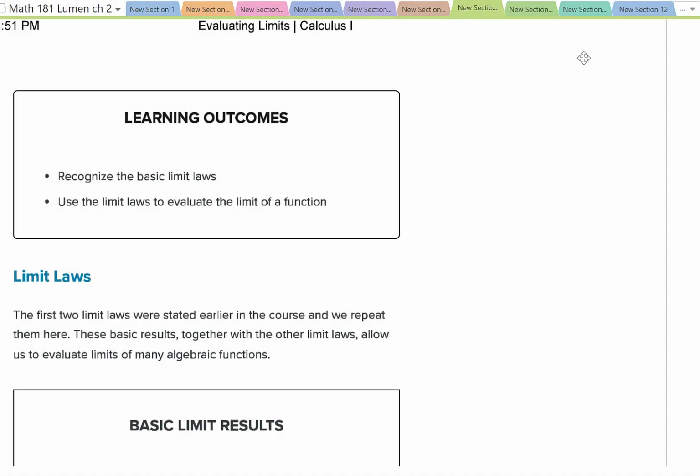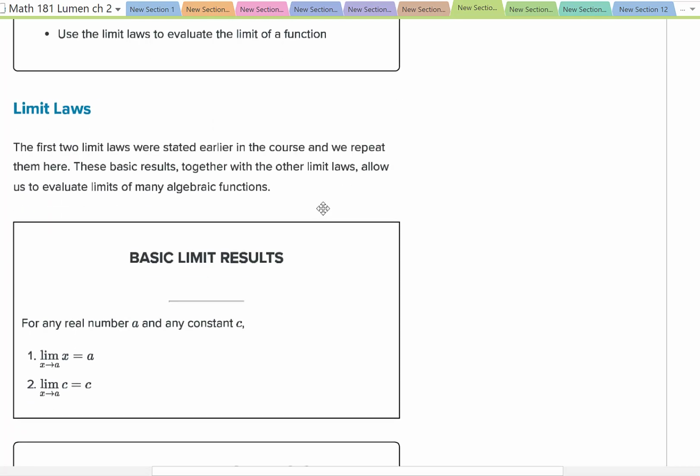For this section, we're learning about evaluating limits. Our learning outcomes are to recognize the basic limit laws and use the limit laws to evaluate the limit of a function. So we have several different limit laws we're going to go through a little bit at a time.